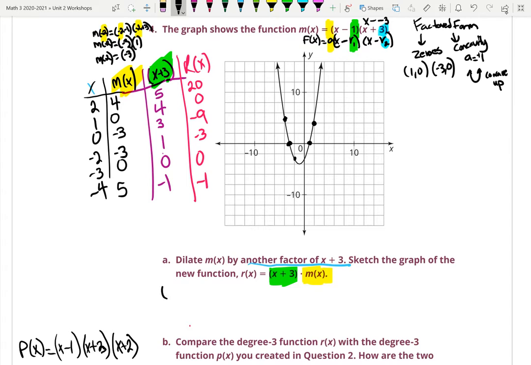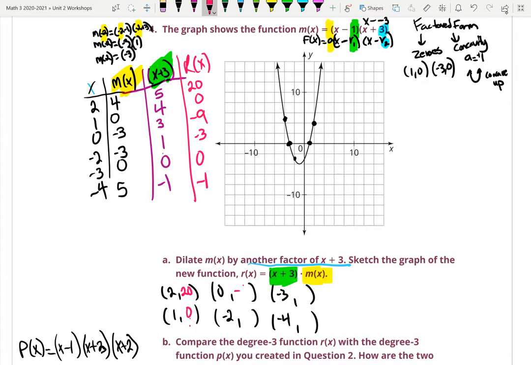The points, however, are all going to have the inputs. These are the original. And then the output for 2 is 20. The output of 1 is 0. The output of 0 is negative 9. Negative 2 is negative 3. Negative 3 is 0. And negative 4 is negative 5.